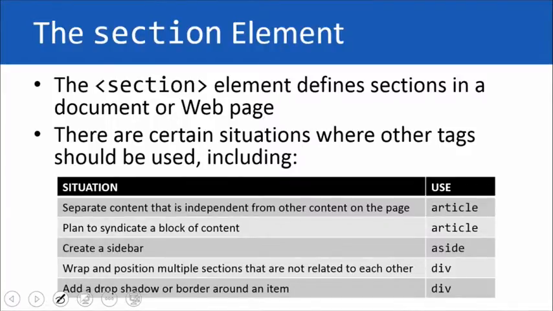If you want to go ahead and wrap and position multiple sections that aren't related to each other, if you want to group them, you'd still want to use a div tag, which is super, super helpful. If you want to do something like add a drop shadow or style an item, use a div tag as well. It'll make it a little bit easier. You can use the ID property in order to make sure that you apply the style appropriately.